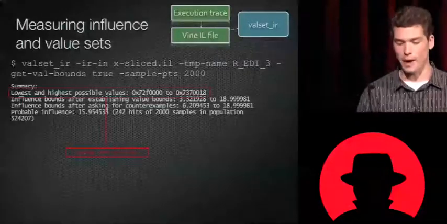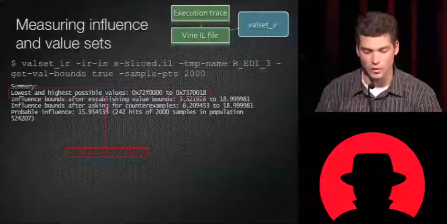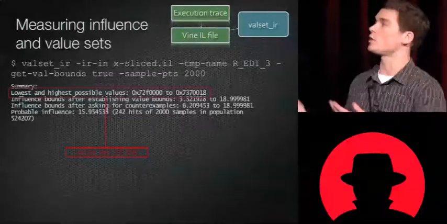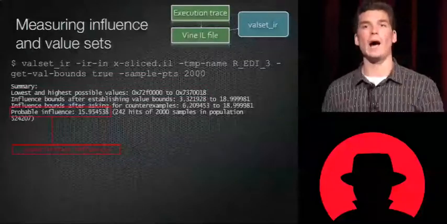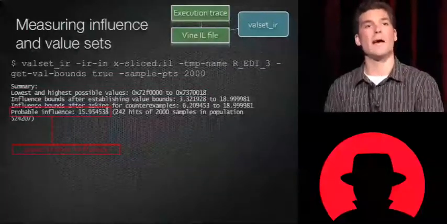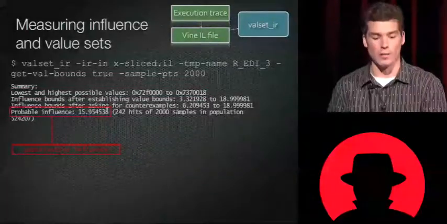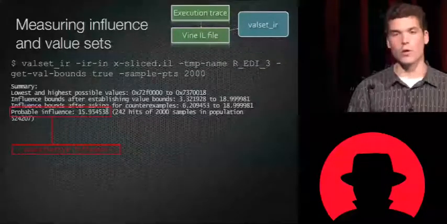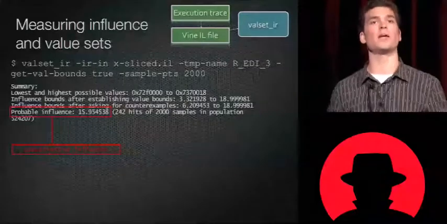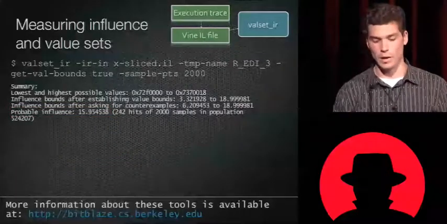So here's an example output. We see for this particular variable, here's the highest and lowest possible values that it could take on. And the influence, that is, how many bits of control an attacker likely has over this variable, is computed as 15.9. So these are the tools we use to do trace-based vulnerability analysis.